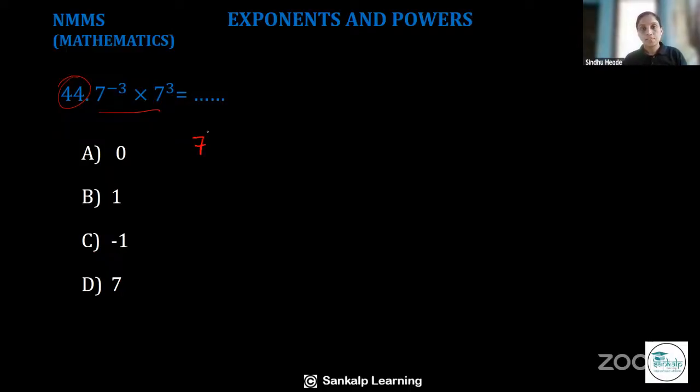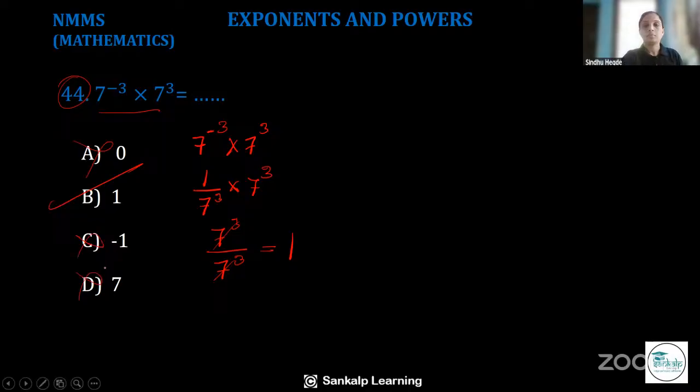So here 7 raised to minus 3 into 7 cube. Remove this minus sign. So 7 raised to minus 3 becomes 1 by 7 raised to 3, into, write this as it is, 7 raised to 3. So now it becomes 1 into 7 raised to 3, that is 7 raised to 3, divided by the denominator which already contains 7 raised to 3. So both get cancelled out. 7 raised to 3 ones are 7 raised to 3. So it gives 1. Hence the correct answer is option B, 1.